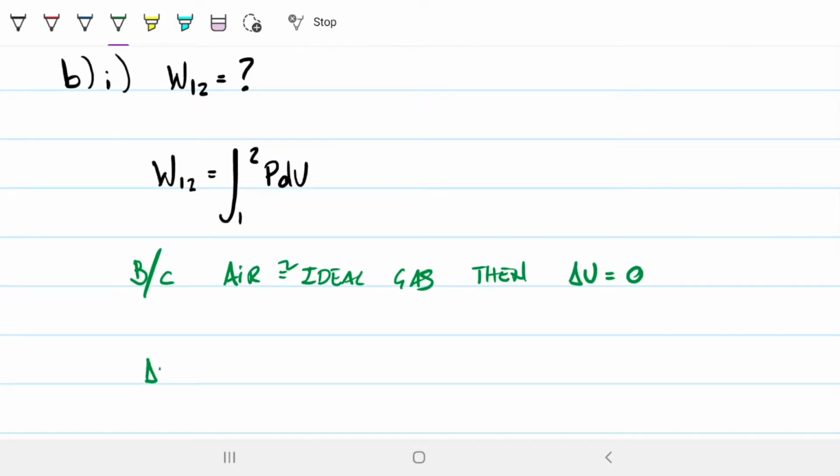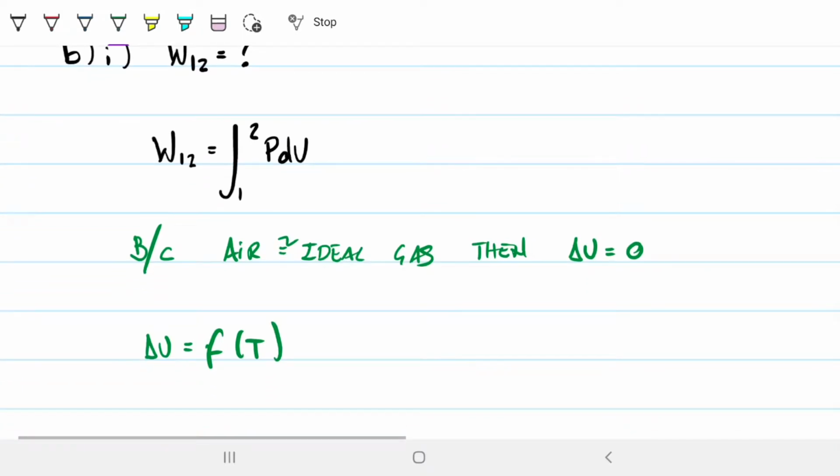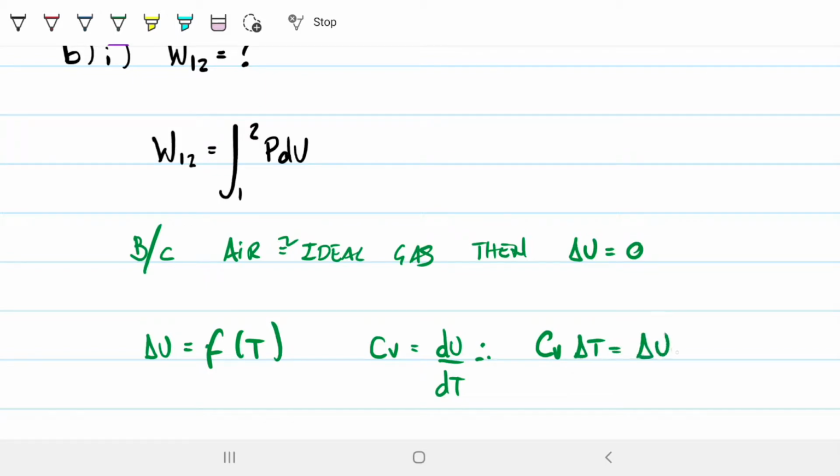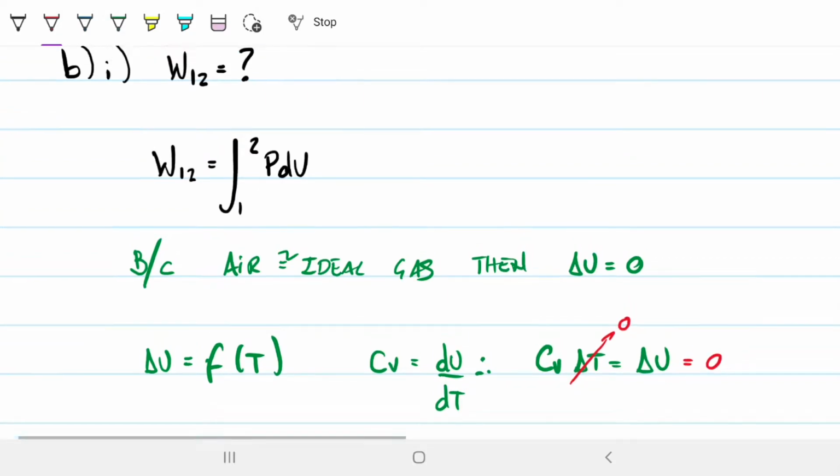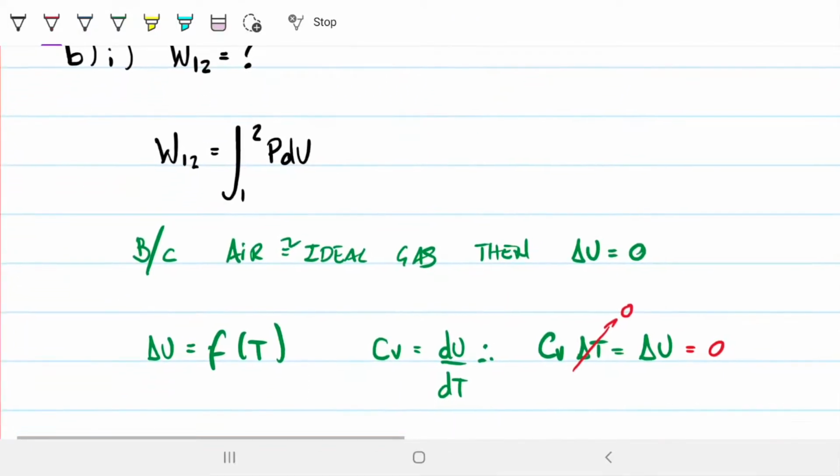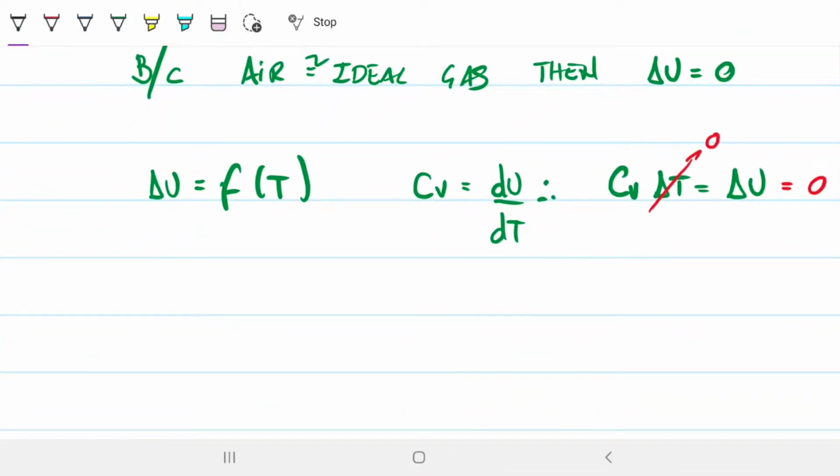Why? Because on ideal gases, delta U is a function only of temperature, as opposed to temperature and pressure, which is the case for things that are not ideal gases, right? So remember that CV is just how dU is varying with T. If we integrate this and our CV is considered a constant, then CV delta T equals delta U, right? And delta T is 0 because it's an isotherm, boom. So this has to be 0. Only because this is an ideal gas, we're dealing with air. So where does that leave us?